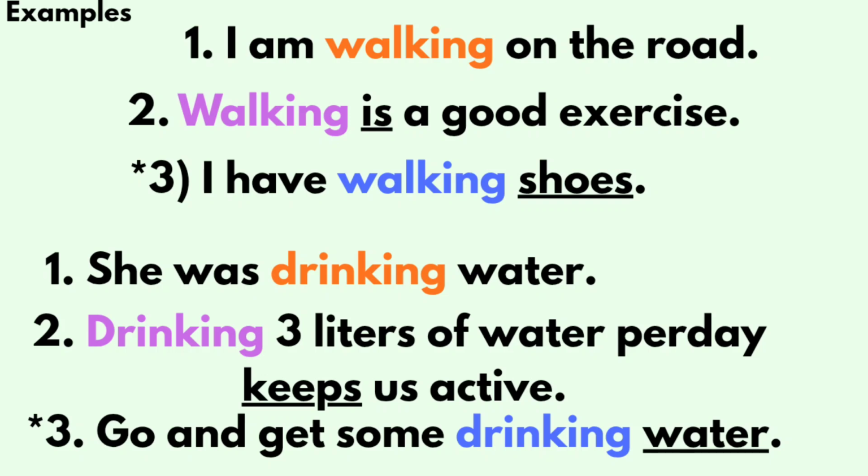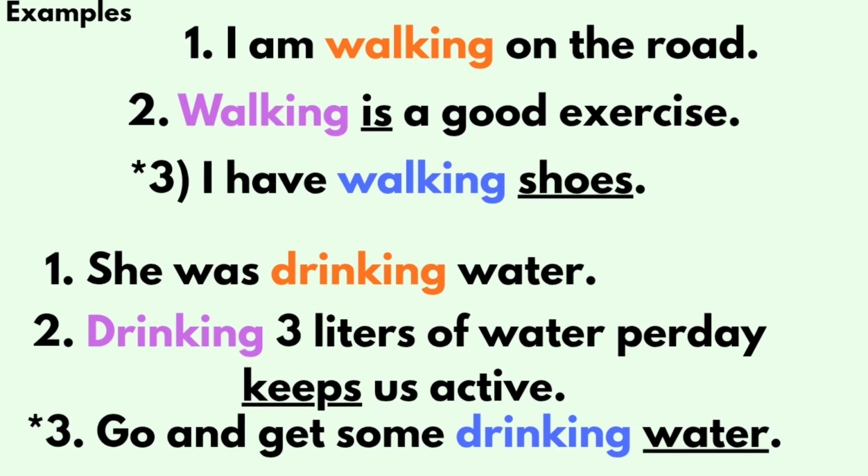You always have to ask which kind of person he is, which kind of object, which kind of animal, which kind of people, so that you get answers. Second one, she was drinking water. In this sentence, drinking is the verb. Drinking 3 liters of water per day keeps us active. In the second sentence, drinking is the noun and it comes in subject position. So in the place of drinking, you can replace it with any other noun like yoga. Yoga keeps us active. Simply replace the noun position with any other general noun, okay?